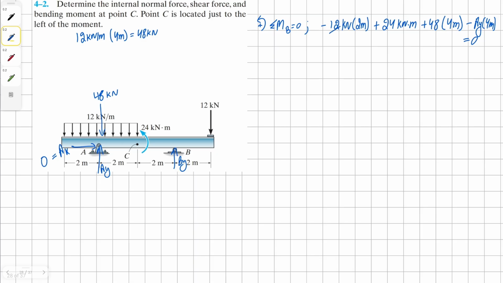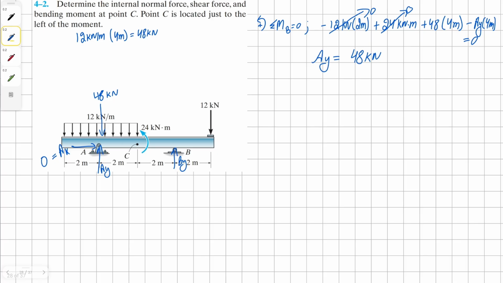Now our 12 times 2 gets cancelled with our given moment. We are left with 48 and our AY. So this is simply going to be 48 times 4. If we flip it over to the other side of the equation, it's going to become negative, and then we're going to divide it by negative 4, and we're going to get our solution for AY as 48 kilonewton, positive. All right, now that we have the required external reaction force, we can solve for our point C.